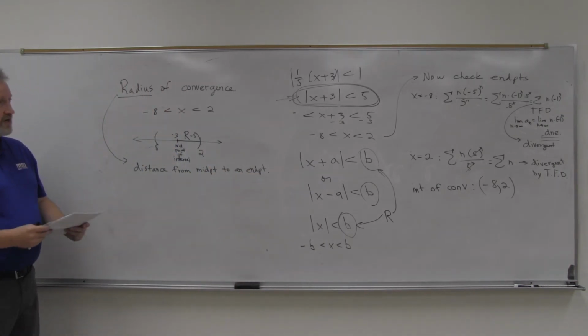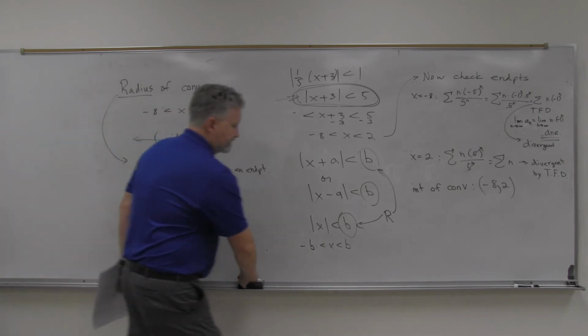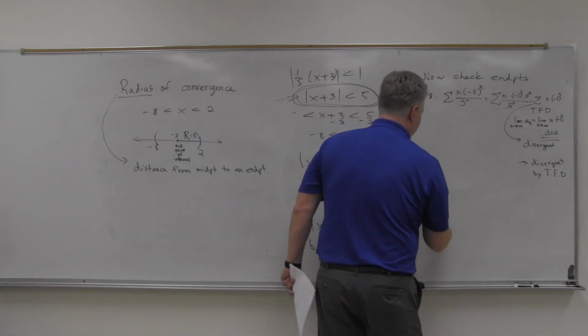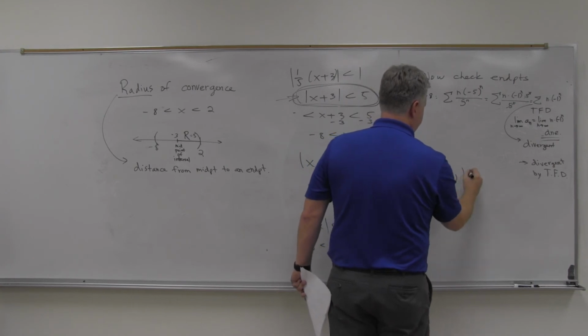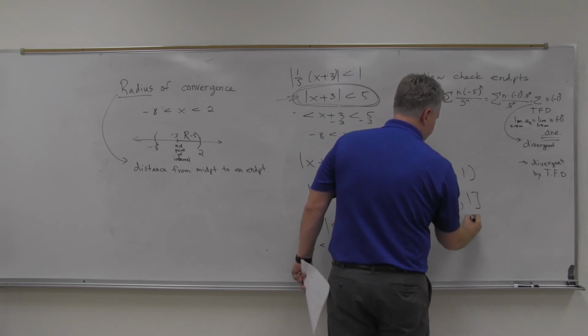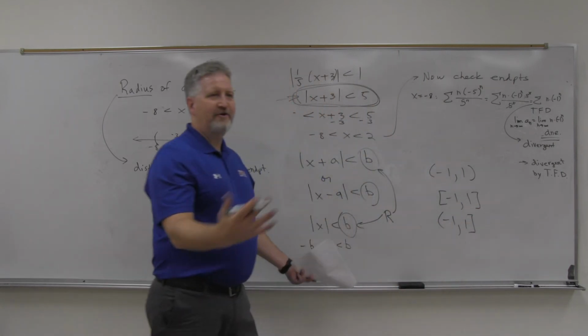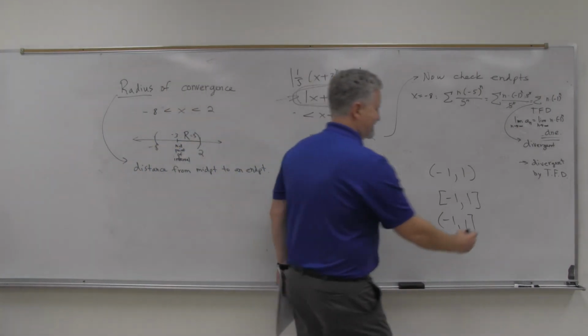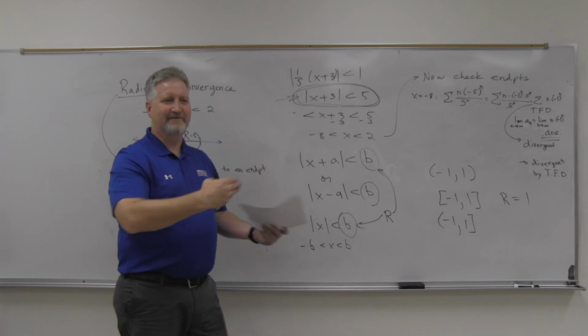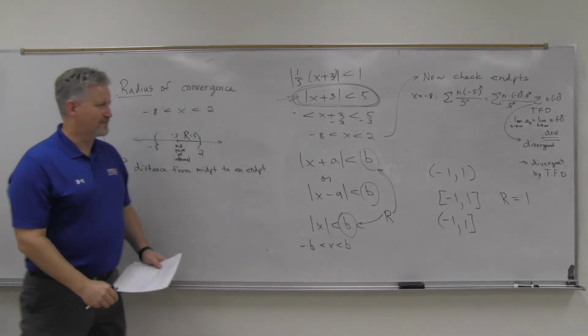So if it asks for the radius of convergence, besides this one, the two we had was negative 1 to 1. That was the interval of convergence. In all three of those cases, what's the radius of convergence? It's 1, because your midpoint's 0, so the radius of convergence is 1.